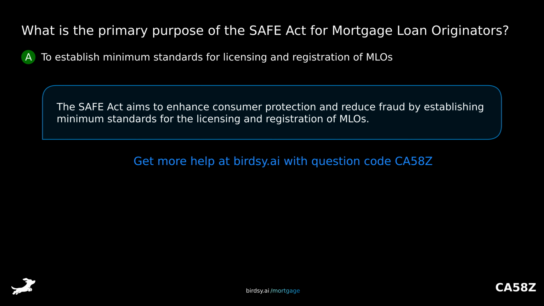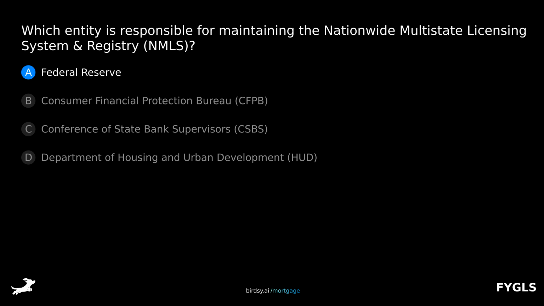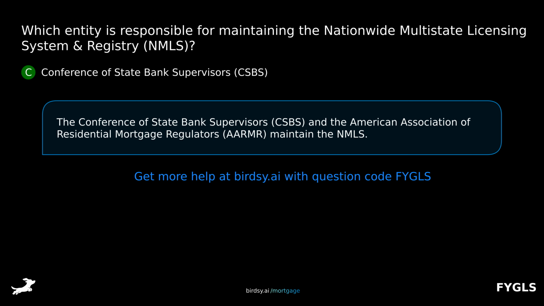Which entity is responsible for maintaining the nationwide multi-state licensing system and registry? Is it A, Federal Reserve, B, Consumer Financial Protection Bureau, C, Conference of State Bank Supervisors, or D, Department of Housing and Urban Development? The answer is C, Conference of State Bank Supervisors. The Conference of State Bank Supervisors and the American Association of Residential Mortgage Regulators maintain the NMLS.